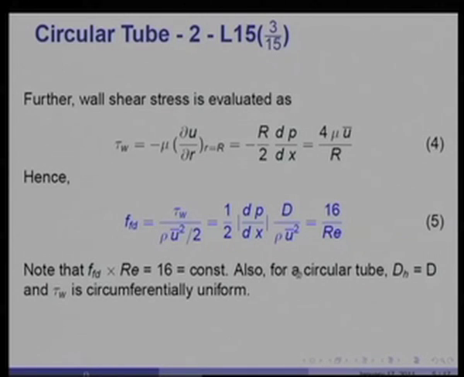And also for a circular tube, the hydraulic diameter itself becomes equal to the diameter. Often you may have encountered the fact that F_FD into Re is taken as 64 rather than 16. That simply follows from the definition that F_FD is 2 times dP by dx d by rho u bar squared.